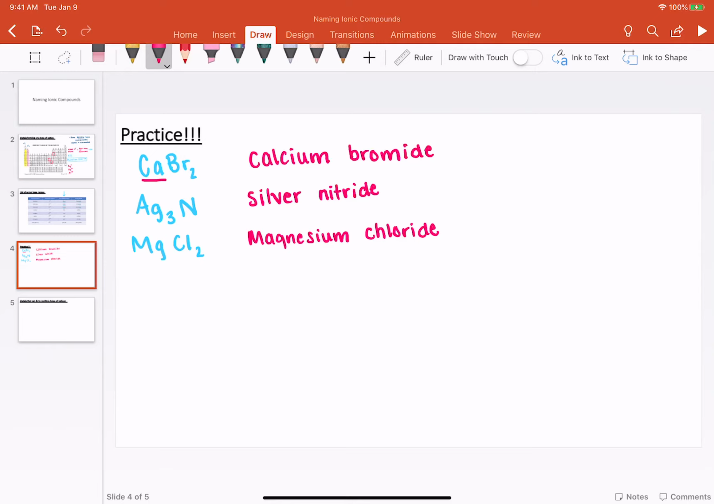So next, I'm going to give you some chemical names, and I want you to write their formulas. So the first one is rubidium sulfide. And the second one is sodium iodide. Okay, go ahead and pause your video here if you haven't already, and try to solve these two on your own.